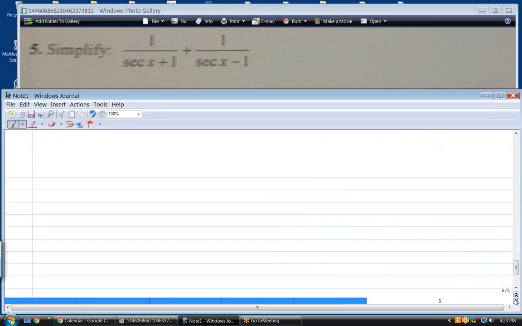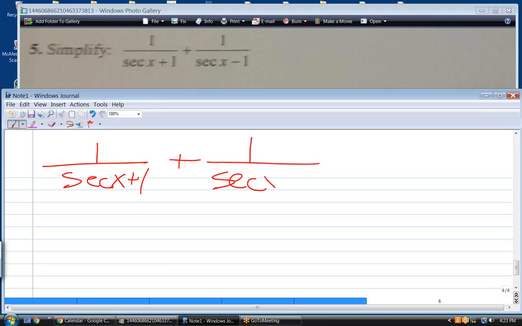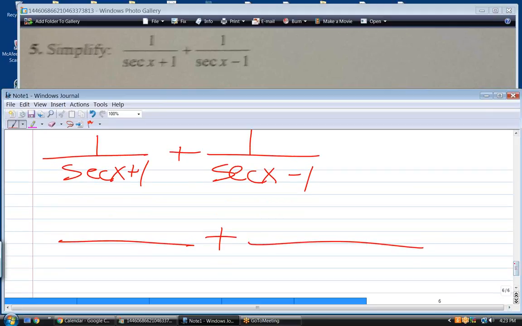All right. Simplify. Yeah, these ones really confuse me. I don't like these. Well, let's do the most obvious thing. Multiply by the conjugate? No. Add the two fractions. How do you add the two fractions? You come up with a least common denominator. What is the least common denominator going to be? The product of both things.